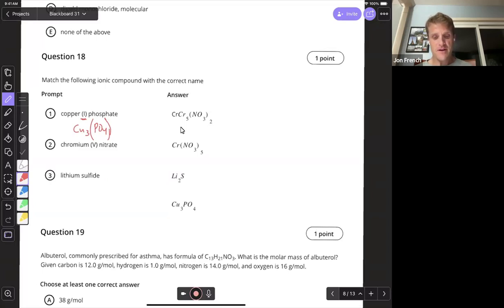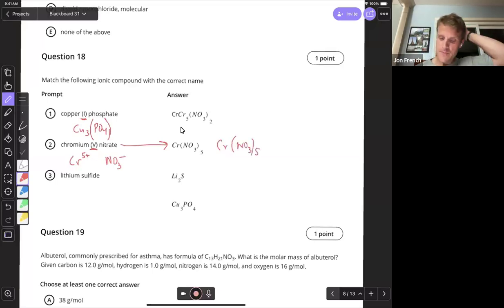Right, chromium 5 nitrate. So nitrate is -1. So if I've got chromium 5 plus, I'm going to need 5 nitrates to balance that out. So that would be that one right there, CrNO3, and then 5 of those. Those two are transition metals where we need the Roman numeral to indicate the charge.